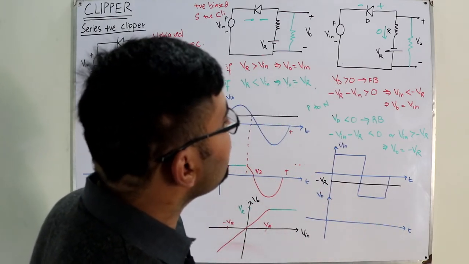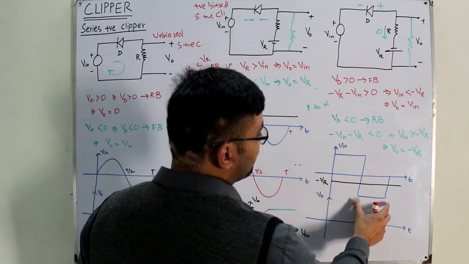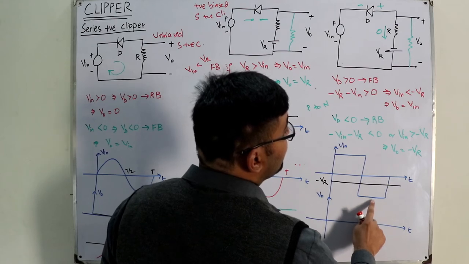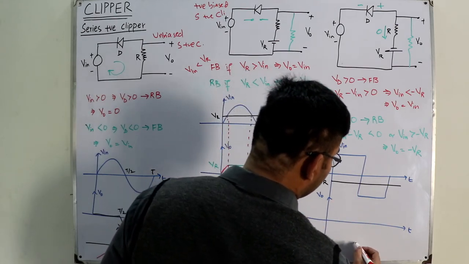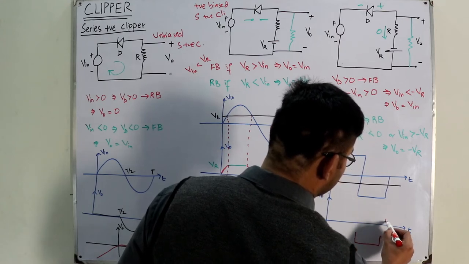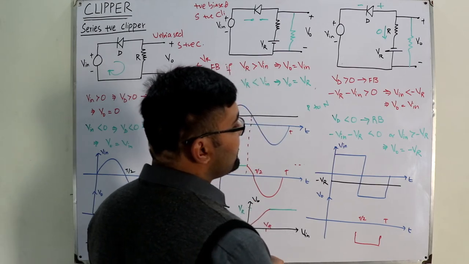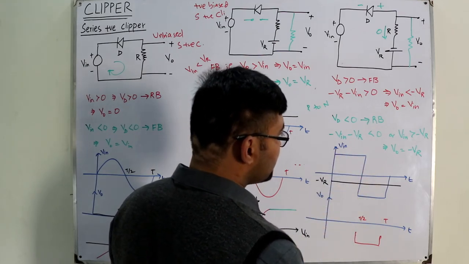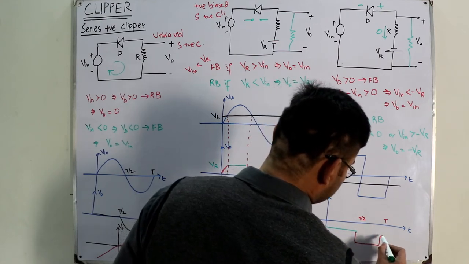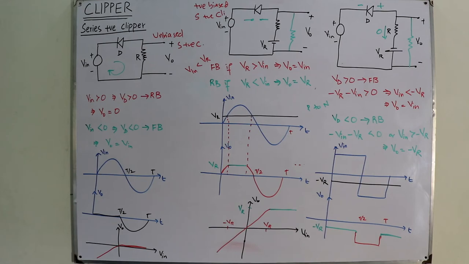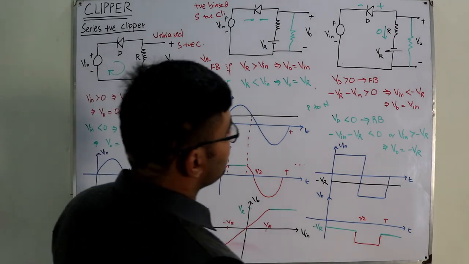So what happens when the input voltage is less than minus of VR? In that case, you would have the output equal to input. This is T, this is T by 2. And when the input voltage is greater than minus of VR, the output in that case is equal to minus of VR. Isn't it like this? It is.